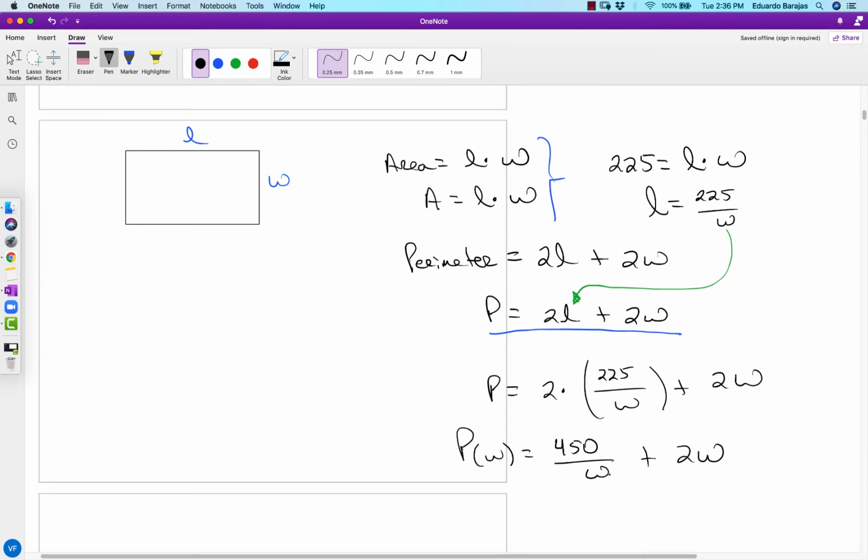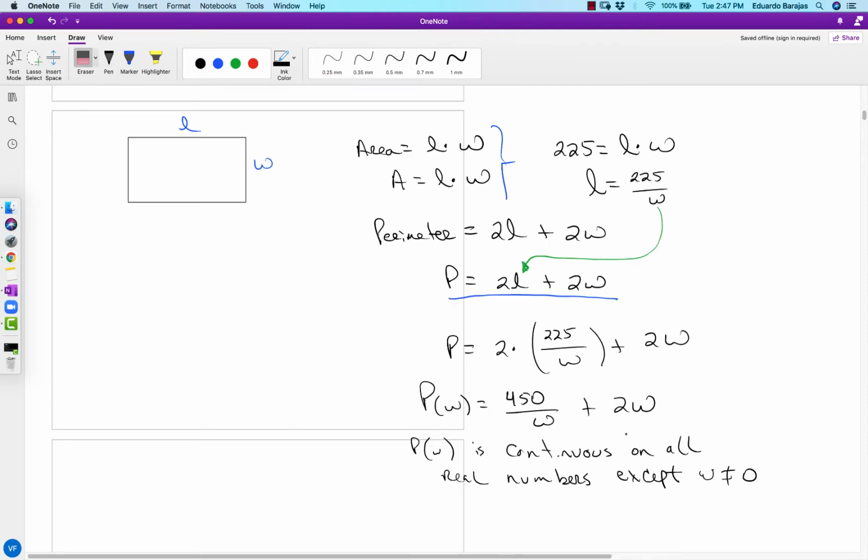This is a rational function. We know that we cannot let W equal 0. But as long as we don't let it equal 0, it could really be anything else. So this is a function where P of W is continuous on all real numbers except W is not allowed to be equal to 0. However, this is in an abstract mathematical world.